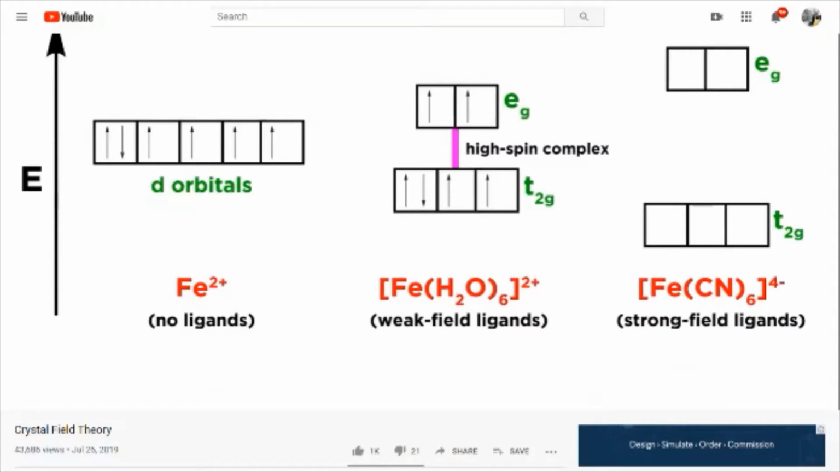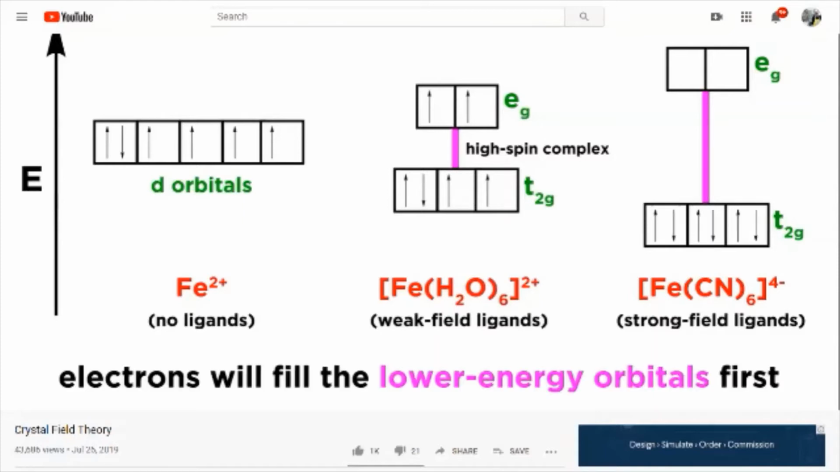But if in a complex with strong field ligands, the difference in energy is very great. In such a case, the system will be at a lower energy by simply doubling up electrons in the lower energy T2g orbitals. These are called low-spin complexes.